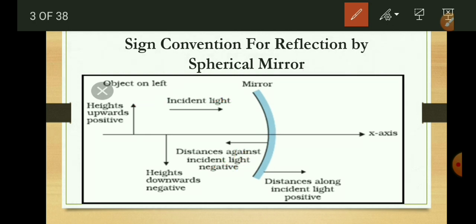The distance measured perpendicular to the principal axis and above the principal axis is taken as positive. So anything which is placed perpendicular to the principal axis and in the upward direction should be positive. Anything which is placed perpendicular to the principal axis and below the principal axis should be taken as negative. So these are the sign conventions for spherical mirrors, which are common for both concave and convex.